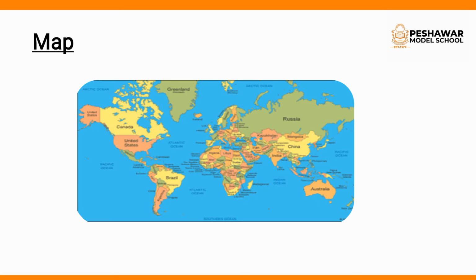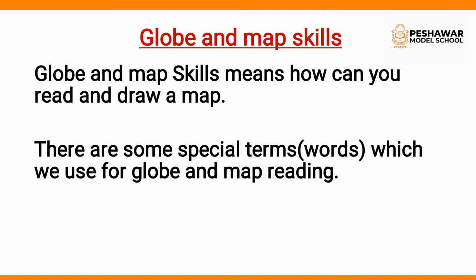This is a world map. If you look at this map, there are continents in multiple colors, and also oceans in blue color. So this is called a map of the world. Globe and map skills are actually techniques. How can you read the map? How can you draw the map? These techniques are known as skills.